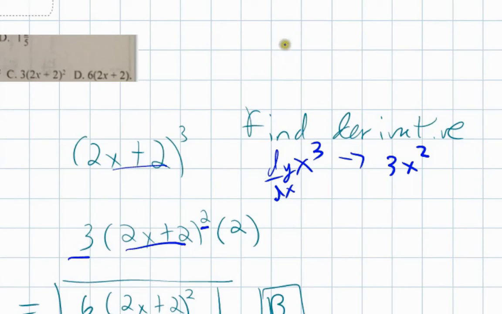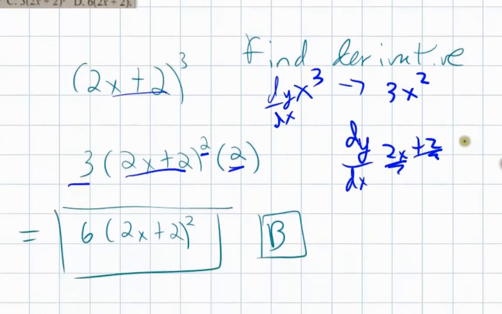So the next step would be to take the derivative of the inside and multiply it. So remember the chain rule, you're taking the derivative of the outer and evaluating it at the inner, multiplying by the derivative of the inner. So derivative of the inner, what is dy dx of 2x plus 2? Well, the 2 is a constant, so when you take its derivative, it's 0. And the derivative of 2x is simply 2. So that's where this comes from.